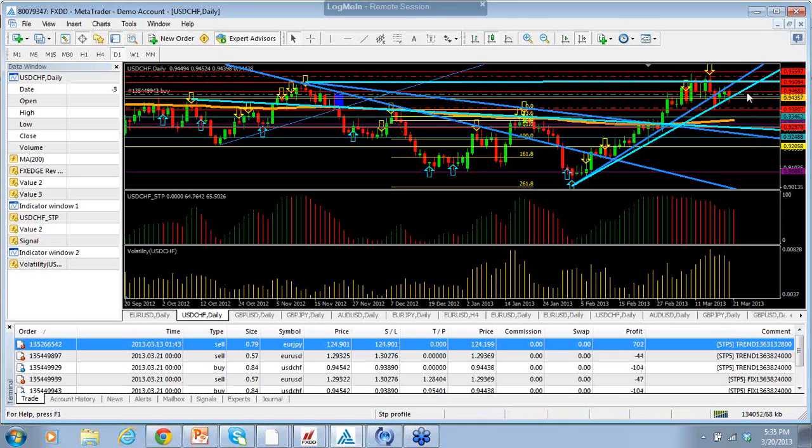So you've got to kind of register those two together. We are still in consolidation as far as these two pairs are concerned. As far as the dollar Swiss is concerned, we do have a buy trade, which goes with our euro dollar sell.